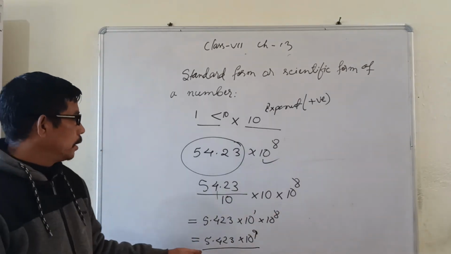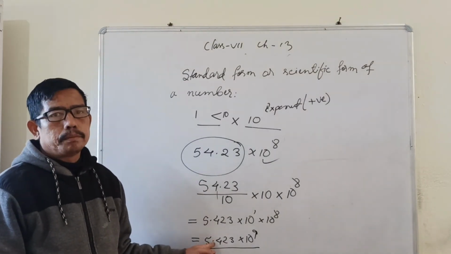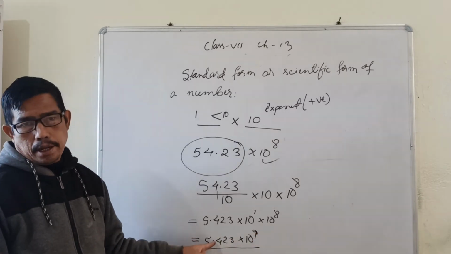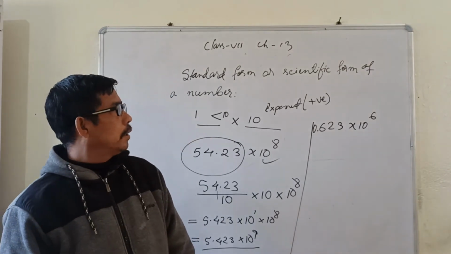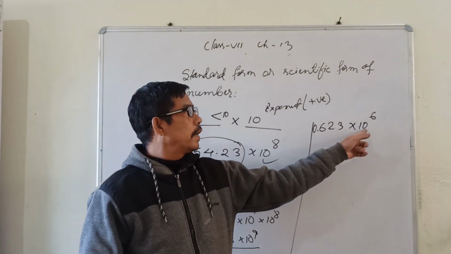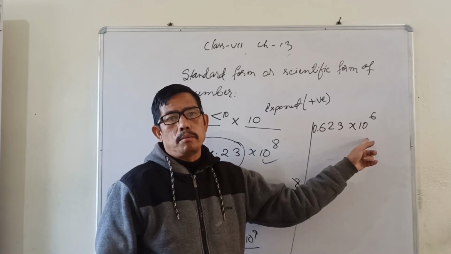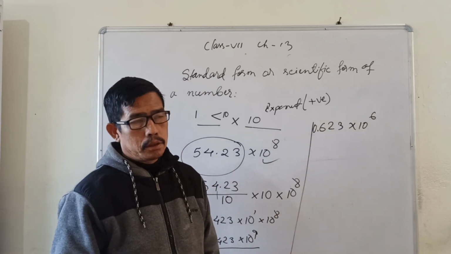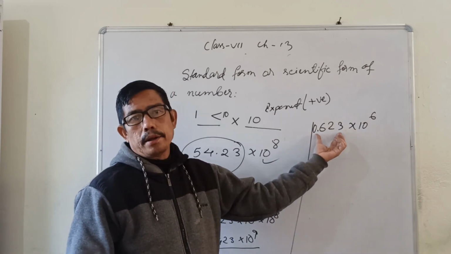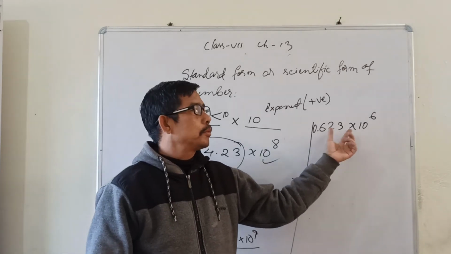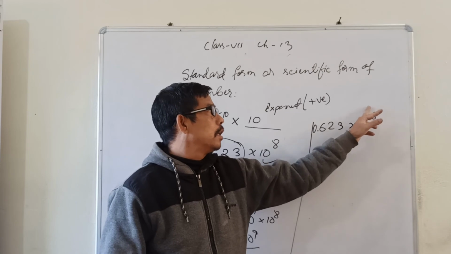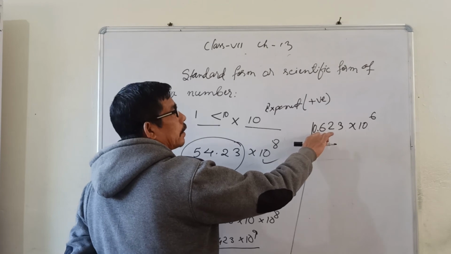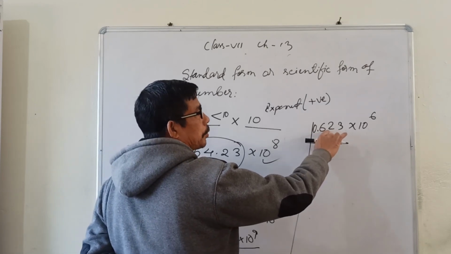Now it becomes a number in the standard form, because this is 10 raised to a positive integer and the number lies between 1 and 10. Again, let's pick up another example. 0.623 into 10 raised 6. This is not in the standard form, because the first number is smaller than 1. So we have to bring this number between 1 and 10 to be in the standard form. The second one is okay, satisfied because this is 10 raised to a positive integer. Then we have to bring the decimal to here. Then 6.23 lies between 1 and 10.